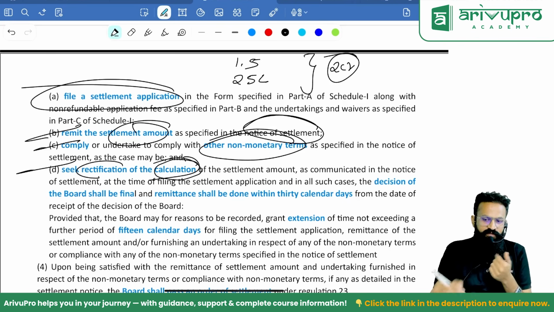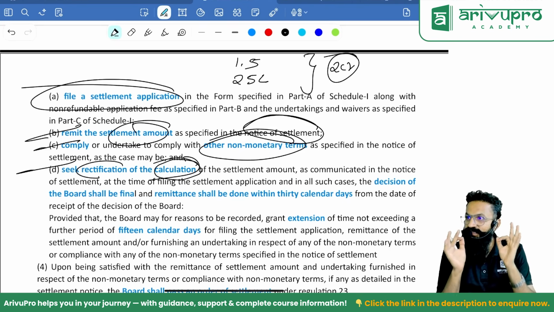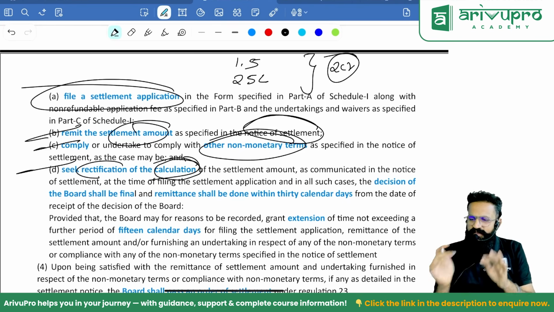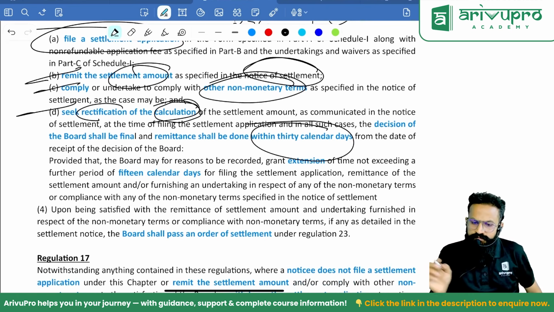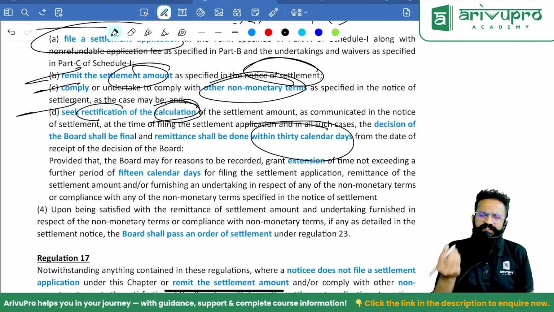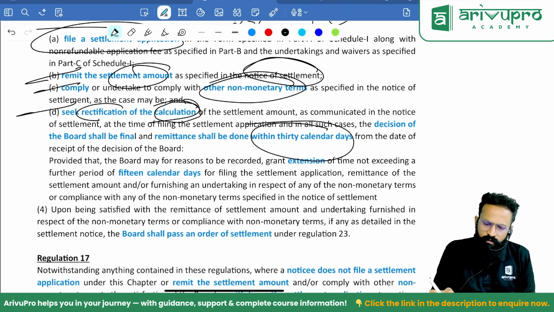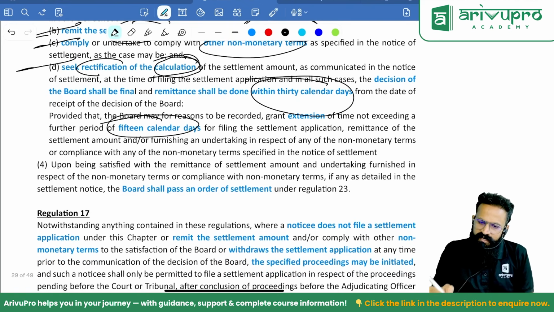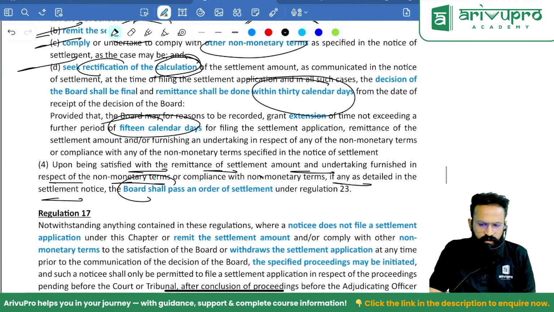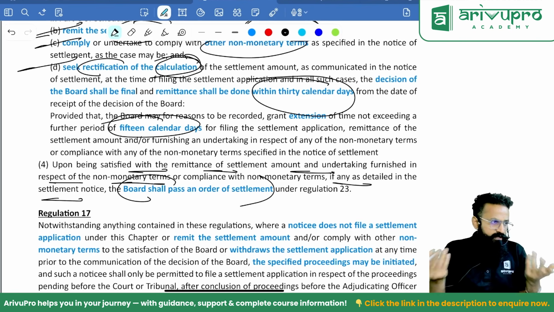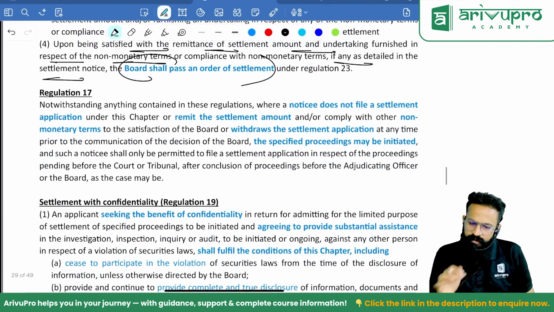That is why rectification of calculation alone is admissible. Yes, sir. And you need to remit the money within 30 calendar days. That is clear, all of you? Provided that if SEBI wants, if it is justified, we can give you an extension of 15 days. Okay. Upon being satisfied with the remittance of settlement amount and undertaking furnished in respect of non-monetary terms, if any, as detailed in settlement notice, the board shall pass an order of settlement. Considering all others, I will pass an order of settlement. Next one.